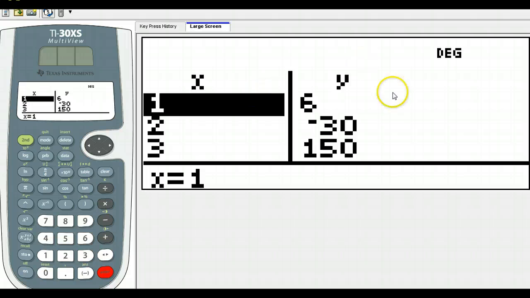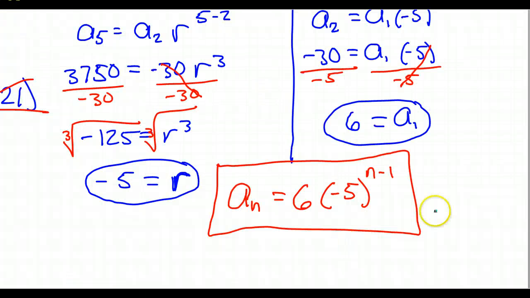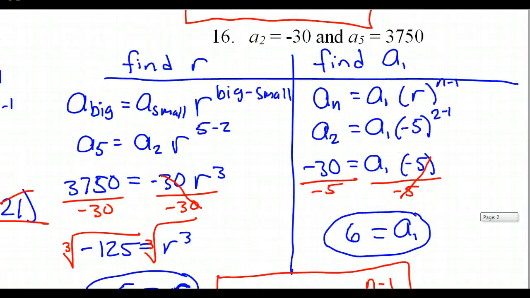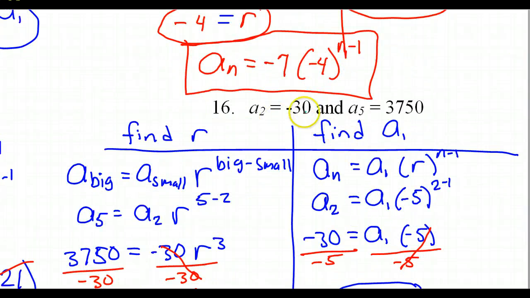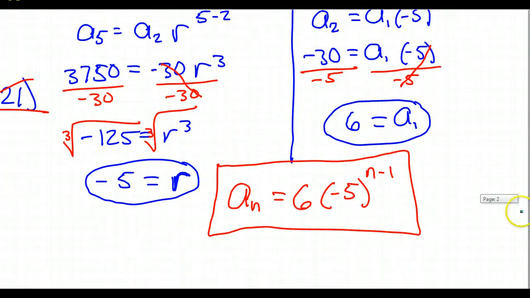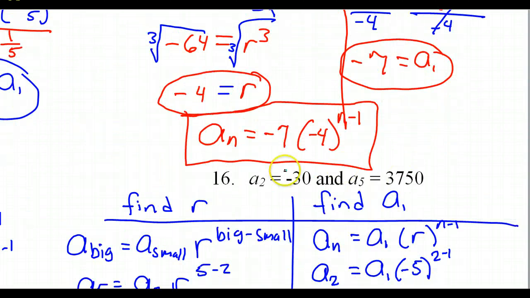Now, what's the point of this? How can I use this to check my answer? Well, we were given 2 pieces of information right at the beginning, and that's all we had to go on. So our answer is 100% guaranteed to be right if it fits both of these data points. So in other words, the second term is supposed to be negative 30, and the fifth term is supposed to be 3,750. If that's true, we win.